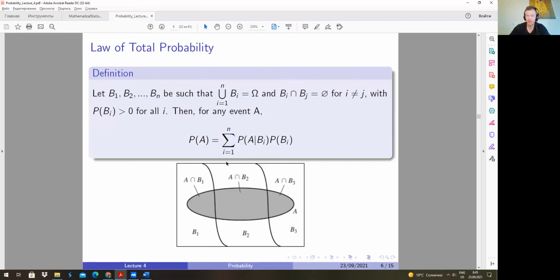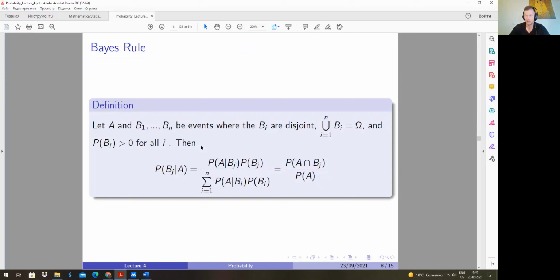And now look, now I am taking this and I am able to plug this into the definition of a conditional probability, and I have something that is called the Bayes rule. So let's start from the end of this formula. So first of all, we have an event A, and we have disjoint events B1 to Bn that form the whole sample space, and their probabilities are positive, so non-zero.